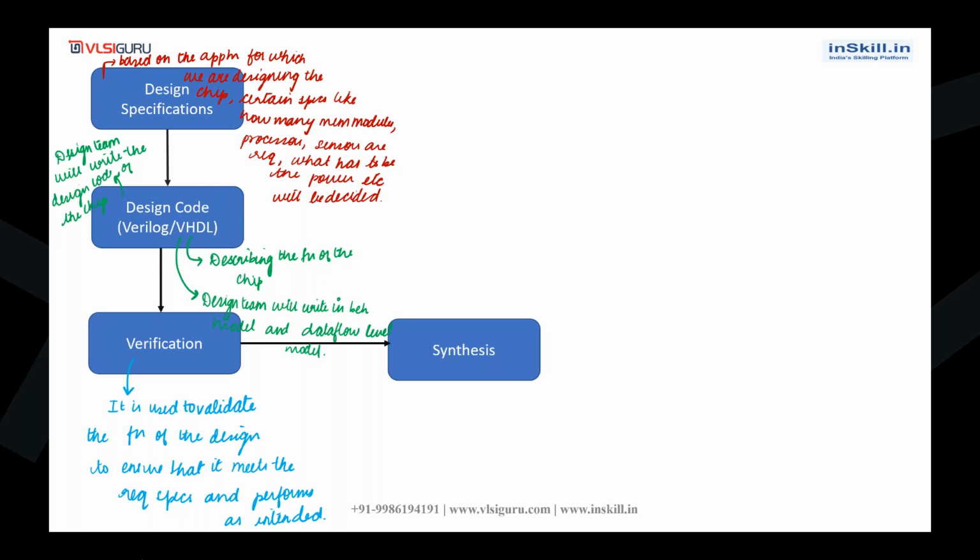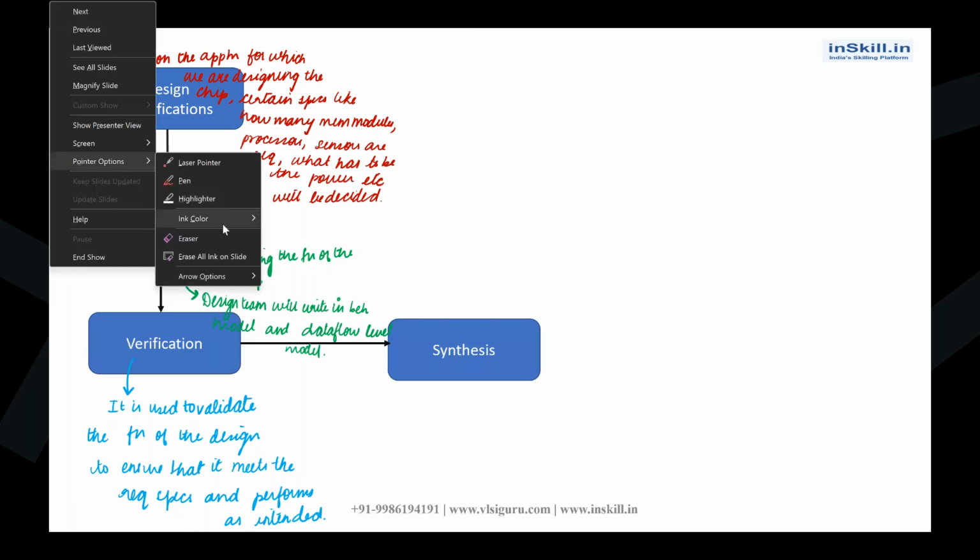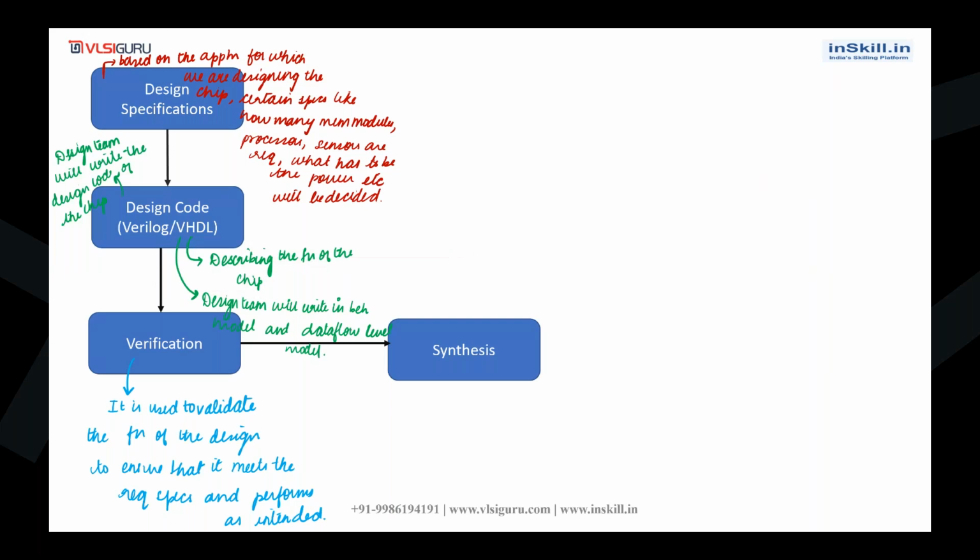During the synthesis stage, the behavioral and data flow level model code will get converted into a structural form, or we can call it a technology node specific gate level netlist.